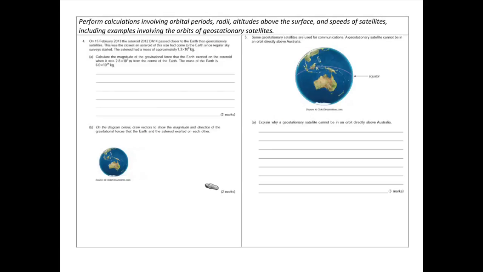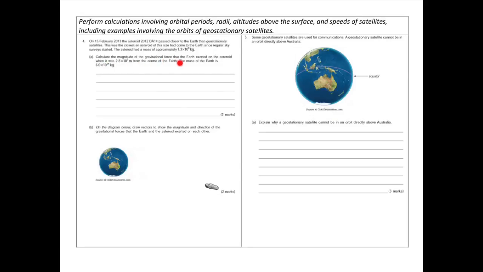On the 15th of February 2013, the asteroid 2012 DA14 passed closer to Earth than geostationary satellites. This was the closest an asteroid of this size had come to Earth since regular sky surveys started. The asteroid had a mass of approximately 1.3 times 10 to the 8 kilograms. So, yeah, you wouldn't want to get hit by that.